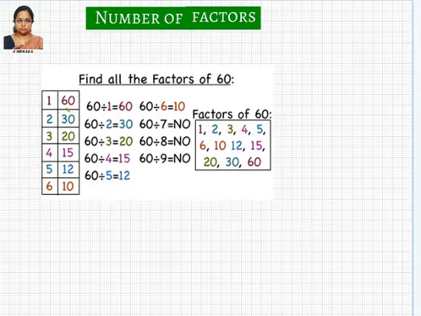1 into 60 gives you 60. Therefore, 1 becomes one factor, and 60 becomes another factor. Similarly, 2 into 30, 3 into 20, 4 into 15, 5 into 12, or 6 into 10. Beyond this, after 6 you have 7, which is not a factor of 60, 8 is not a factor of 60, 9 is not a factor of 60, and then 10 has come here. So that means you have taken all the numbers to be considered. So these are all the factors of 60.